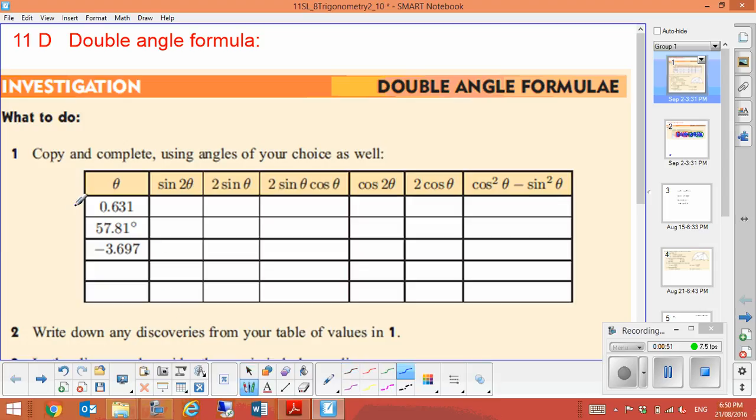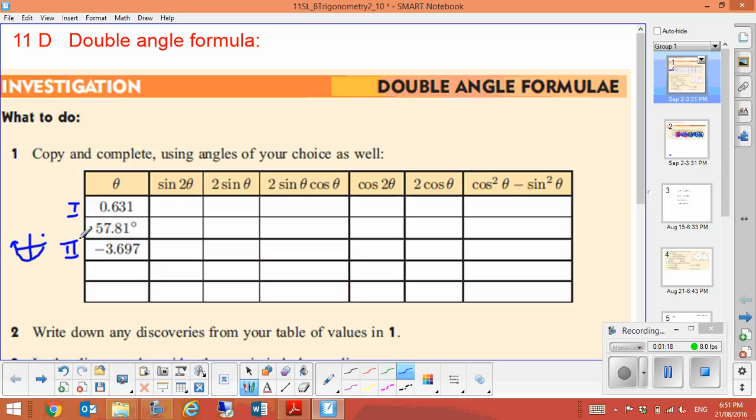So you should be able to look at that and go, right, we're in quadrant 1. This one here is also in quadrant 1, but we're in degrees, so you'll need to change your calculator. And this here, we're at minus 3.697, so on a unit circle we've gone backwards. 3.697 is more than pi, so we're somewhere back here in quadrant 2.